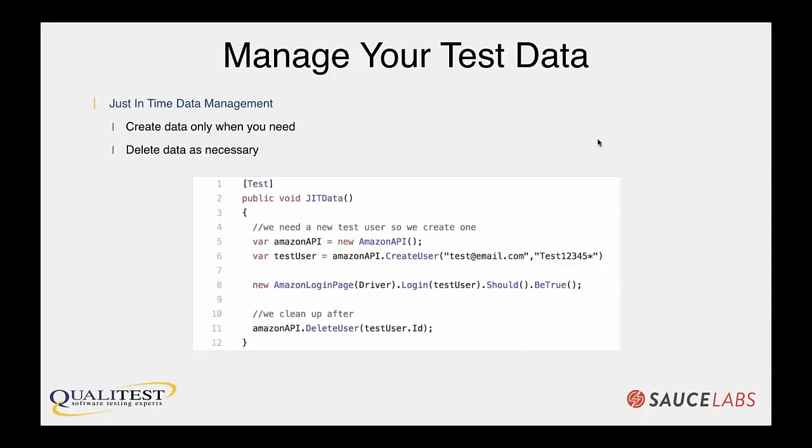And so what we recommend you do is what we call just-in-time data management. It simply means that you create your data when you need it and you delete it as necessary. I myself love code examples, so I've thrown a perfect code example here for you all just to emphasize how you could do that. So here's an example using the Amazon API.